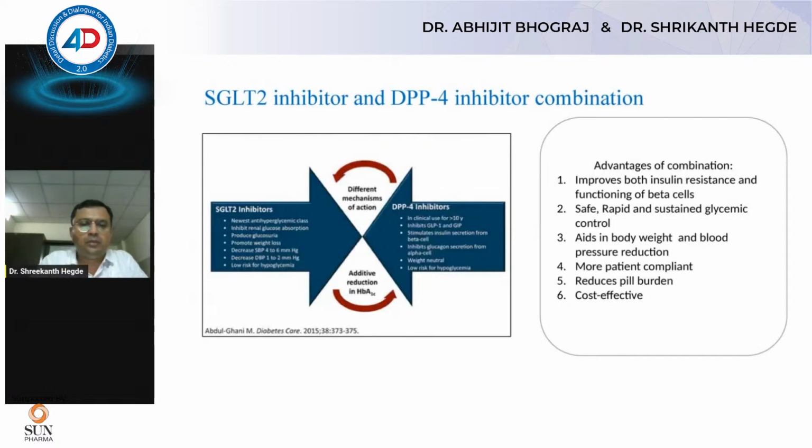So when we fix the molecules, what happens? There are multiple benefits. They combine together and give a more favorable outcome. The patient improves insulin resistance, improves beta cell function, and becomes more compliant with the therapy because of the lesser pill burden. Only one pill will do all the wonders. So adherence is better, compliance is better, and cost is better because it works out really well for the patient. And it also aids in reduction of body weight and blood pressure. So it is a win-win situation that makes this particular combination a very good combination for our clinical practice.